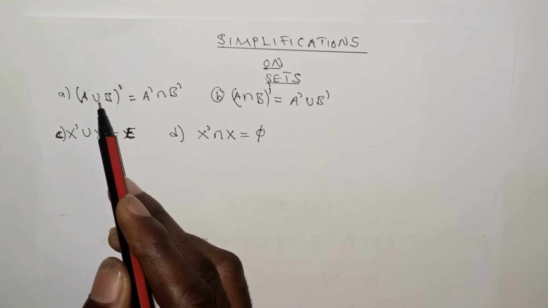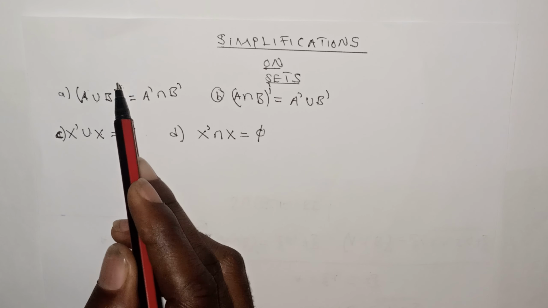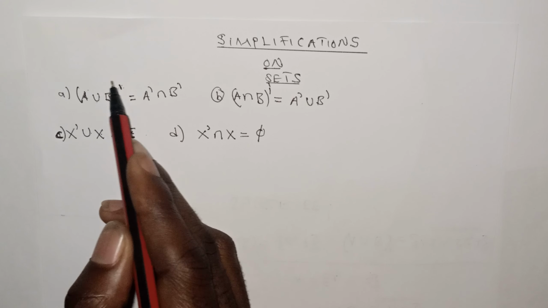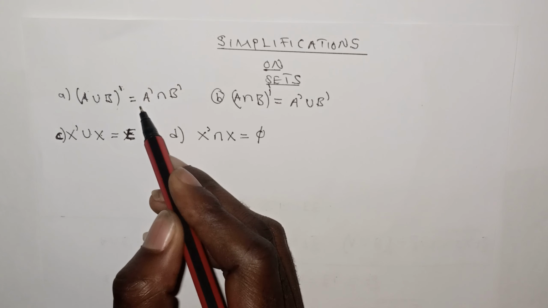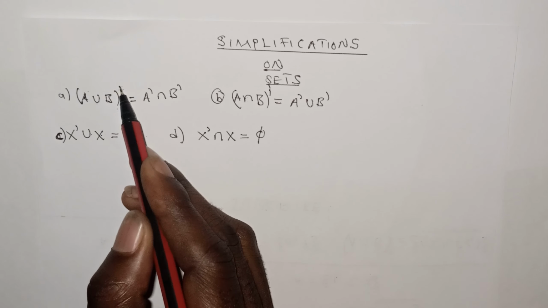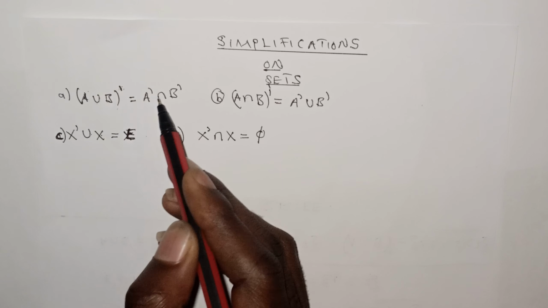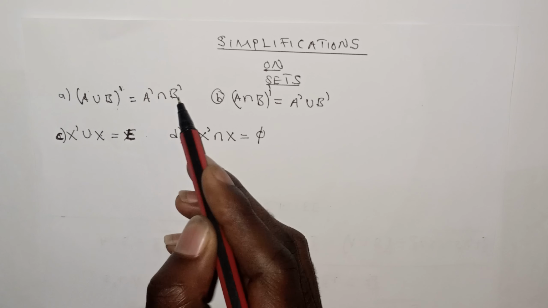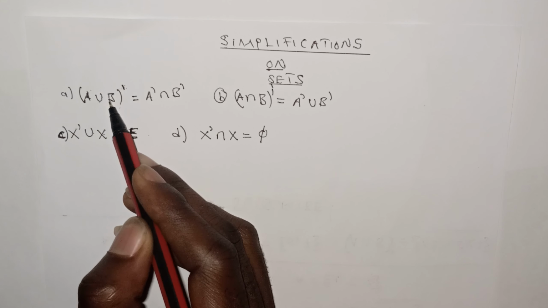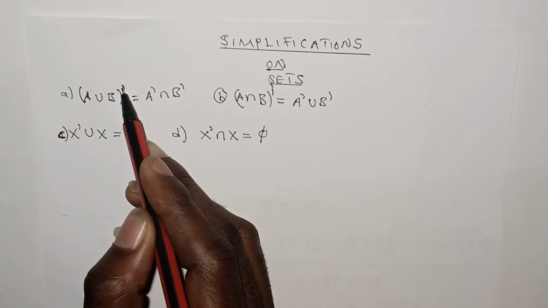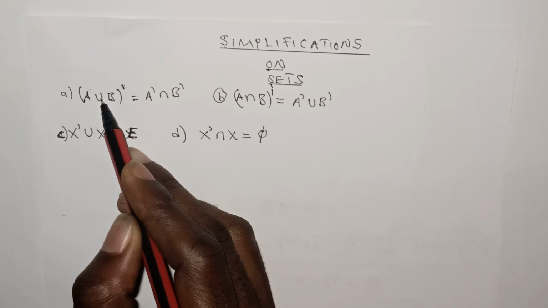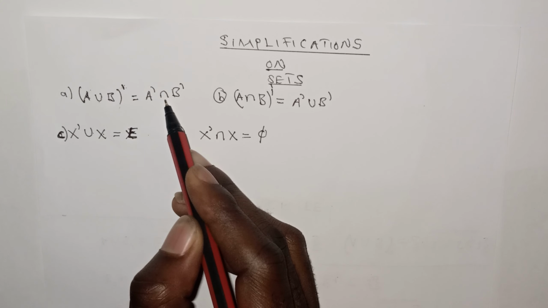We have (A union B) complement. So this can be simplified. If we don't want to write it this way, we can write it as A complement intersection B complement. What is happening here is just that the complement gets distributed to A and B, but the symbol changes. So when you see this, they tell you to simplify it or to write it in another form. Make sure the complement is distributed to A and B, but the symbol changes from union to intersection.